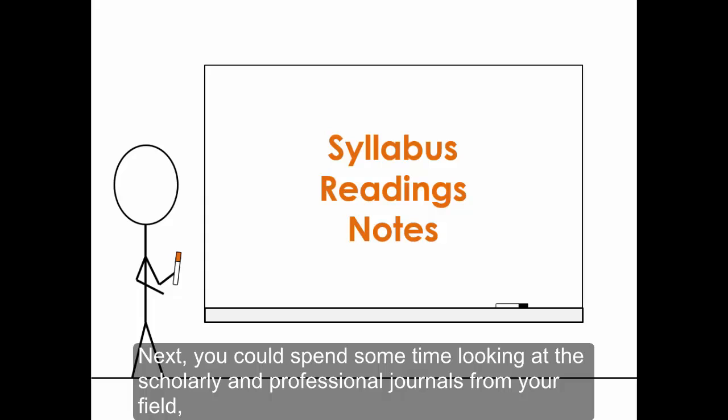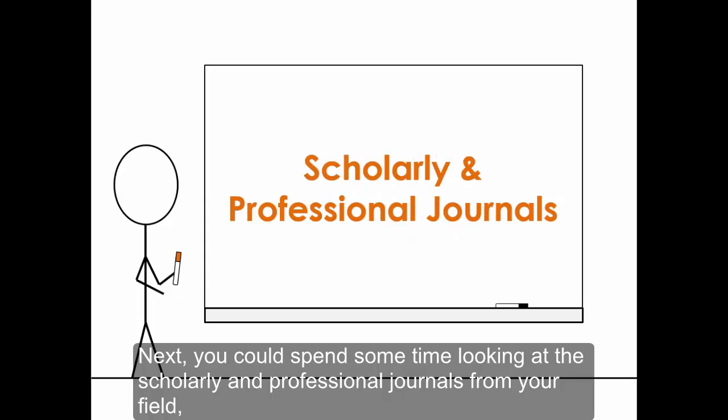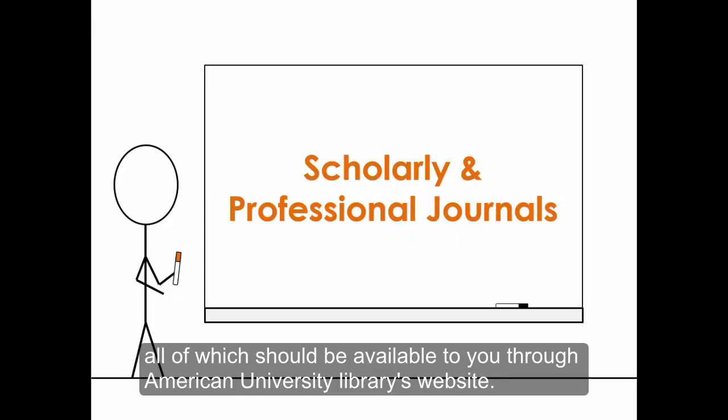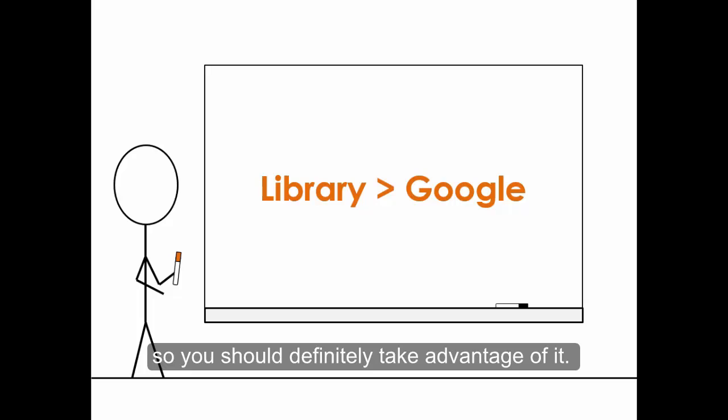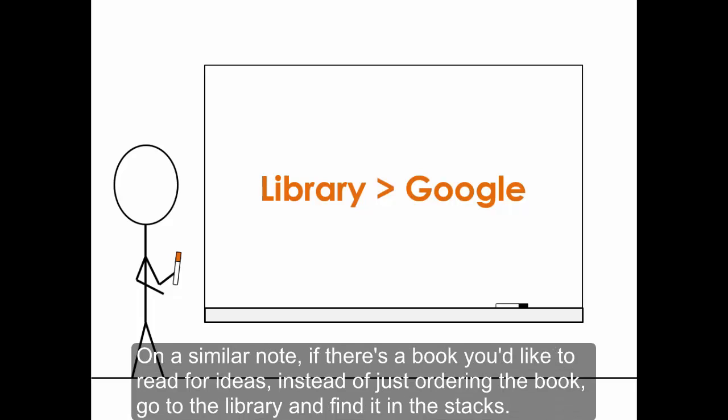Next, you could spend some time looking at the scholarly and professional journals from your field, all of which should be available to you through the American University Library's website. Our library pays thousands of dollars each year to give you access to material that's not available on the open web, so you should definitely take advantage of it. On a similar note, if there's a book you'd like to read for ideas, instead of just ordering the book, go to the library and find it in the stacks.